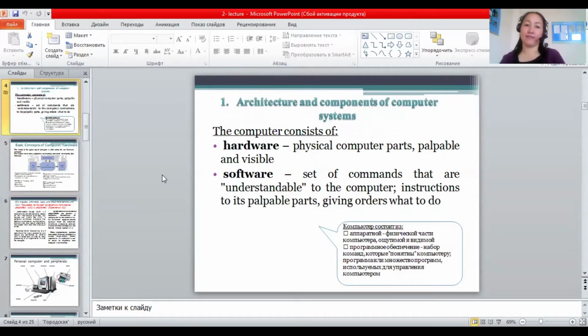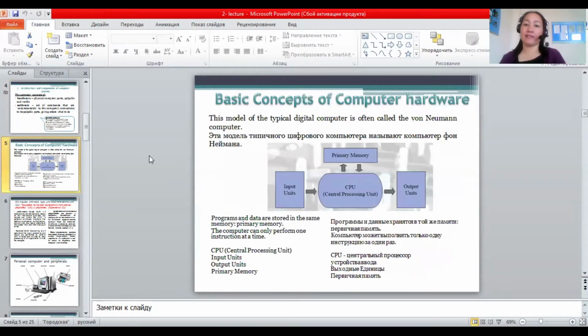First slide. Basic concepts of computer hardware. This model of the typical digital computer is often called the von Neumann computer. CPU, central processing unit. It has two types of units, input and output. Primary memory. CPU, input units, output units, primary memory. Programs and data are stored in the same memory, primary memory. The computer can only perform one instruction at a time.